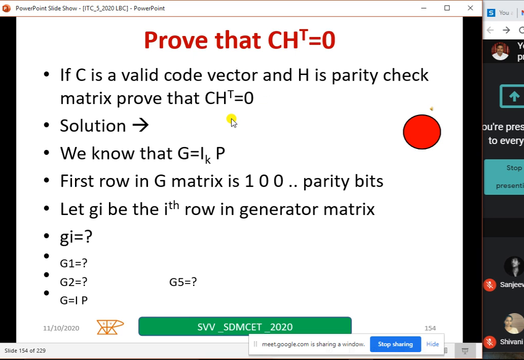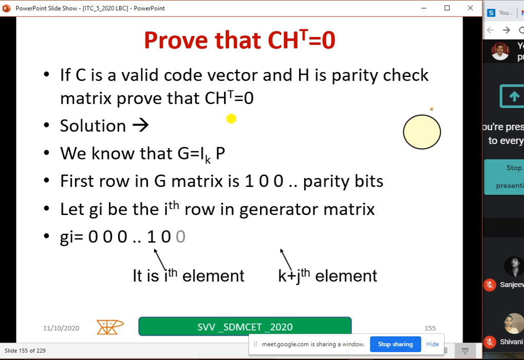Let me go to the concept. Now, when I say Gi, the ith row, a few zeros I will be having, the ith element will be 1, and similarly followed by Pi1, Pi2, Pij, up to Pi(n-k) I will be having. I want you people to copy down this. Take a minute, copy down this.